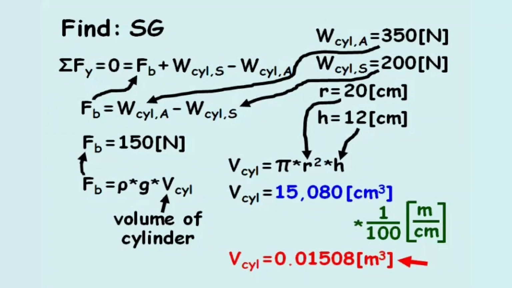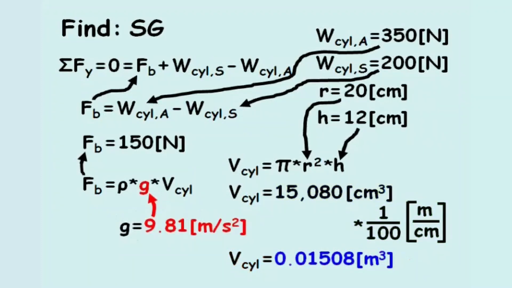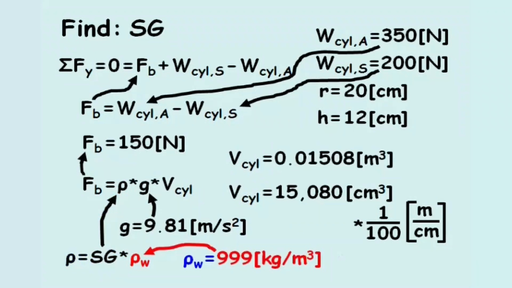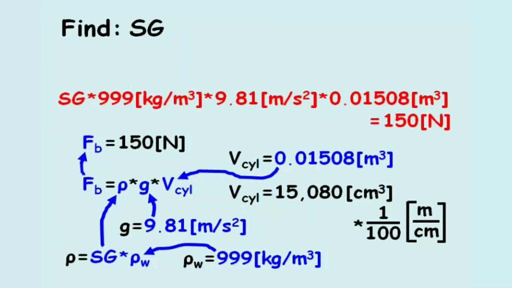The gravitational acceleration constant, g, equals 9.81 meters per second squared. And the variable rho, the density of the fluid, equals the specific gravity of the fluid times the density of water, where the density of water equals 999 kilograms per meter cubed. After making these substitutions, our equation for the buoyant force reduces to one equation and one unknown variable.